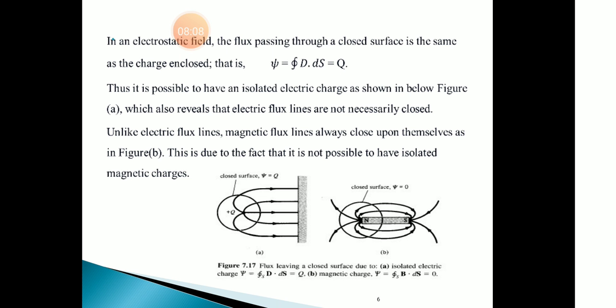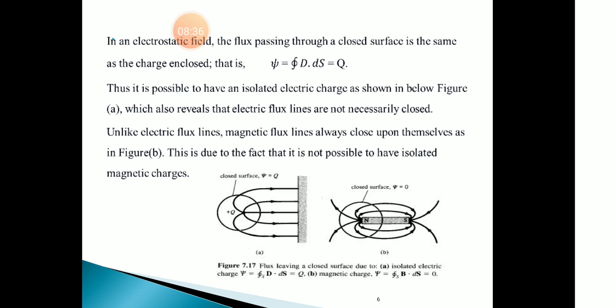Now consider a closed surface which is defining a certain volume. The magnetic flux lines always exist in the form of closed loops. That is the point you have to understand. Thus, for a closed surface, the number of magnetic flux lines entering must be equal to the number of magnetic flux lines leaving.